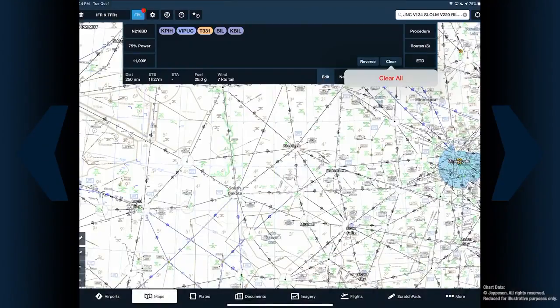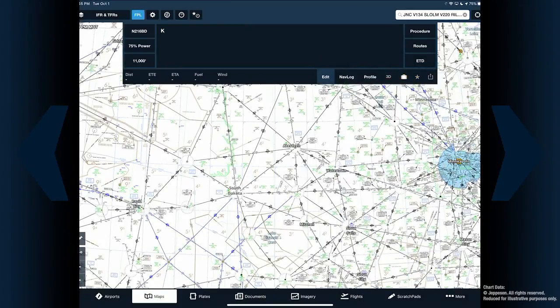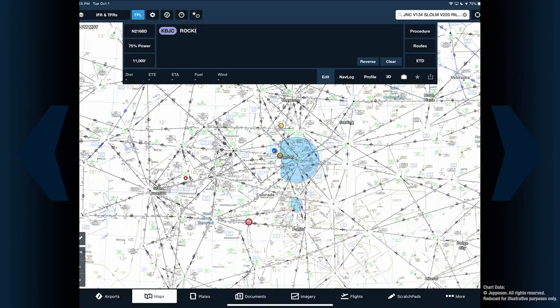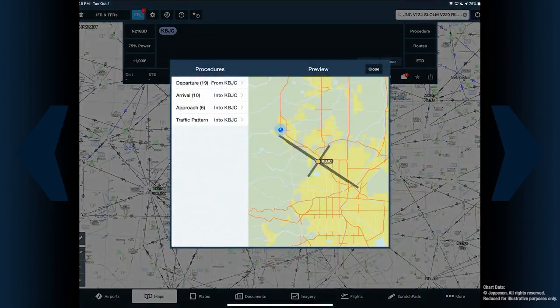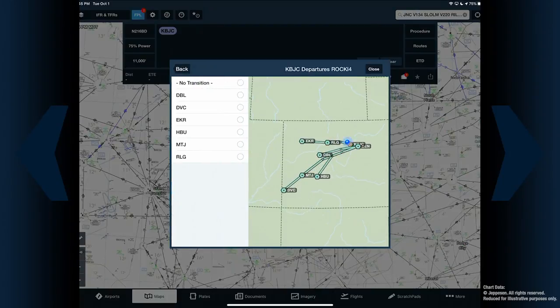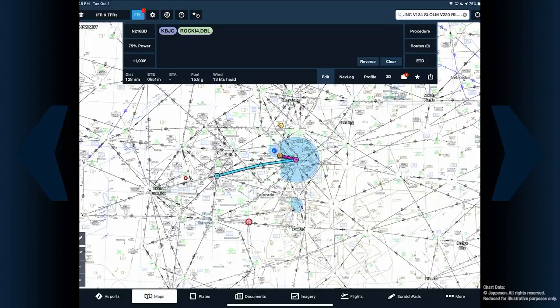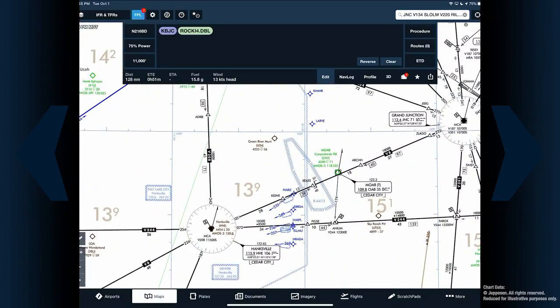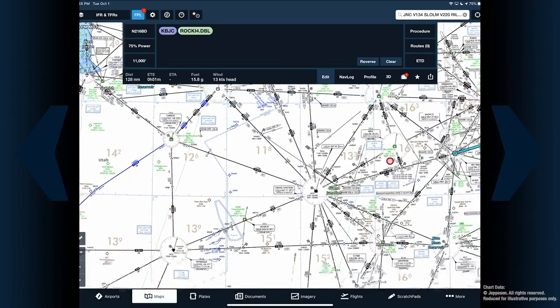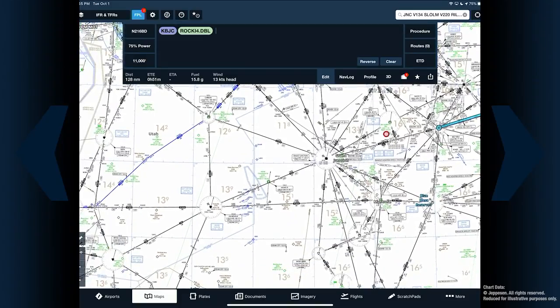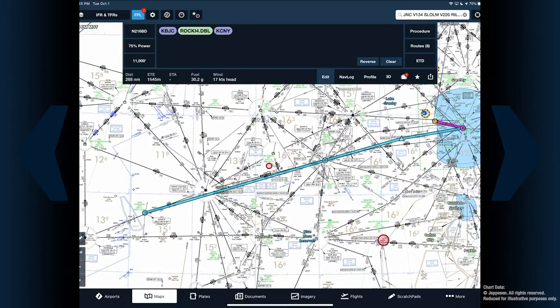So let's just take a good example. I'm going to put in a new route. Let's go from... let's see... and I'm just picking Moab, which would be a good one. Okay, so this would be a route I typically would have no issue flying. We've got Rocky Mountain Metro, Rockies 4 departure, Red Table transition, and then direct from there to Canyonlands or Moab.